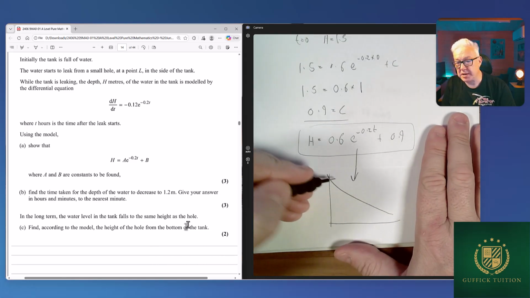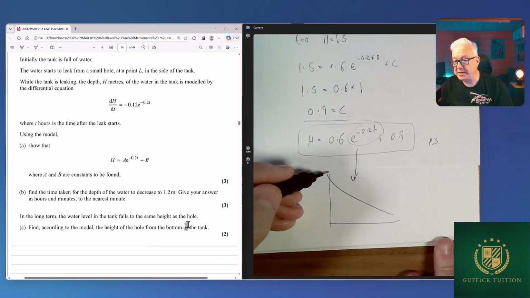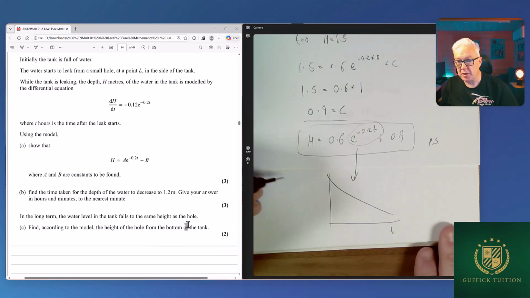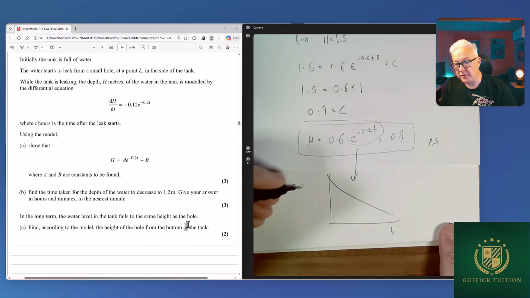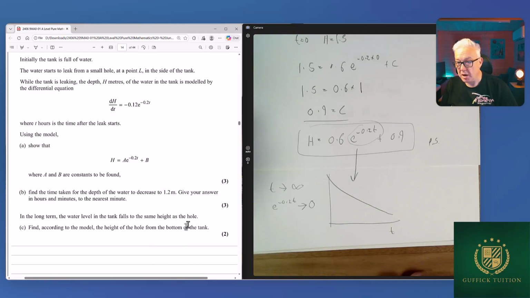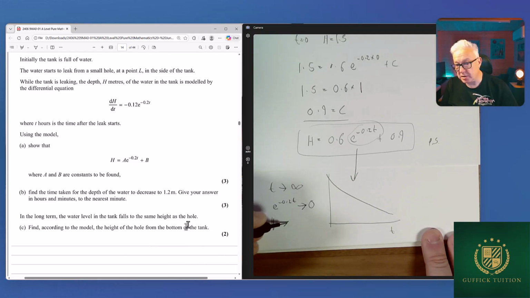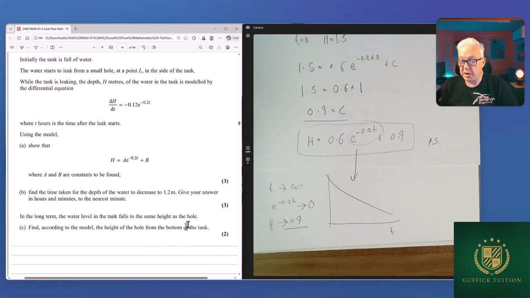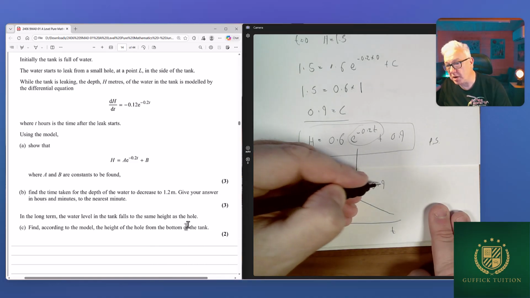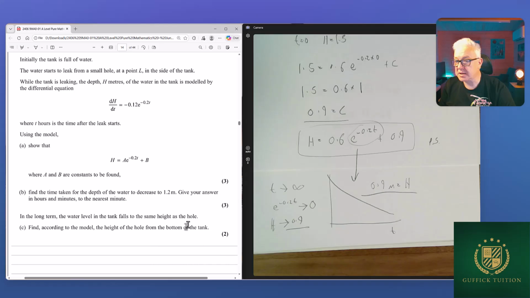And principally, it's this. The graph of e to the minus something is exponentially decreasing, okay? So what that means is that as t tends to infinity, e to the minus 0.2t is going to tend towards 0, which means that our equation for h is going to tend towards 0.9. So basically, the long-term prediction of the behaviour of this particular model is that the height of the water is going to be 0.9 meters above the base. So we're going to say 0.9 meters is the height of the hole above the bottom of the tank in meters. And I believe that is that question done.